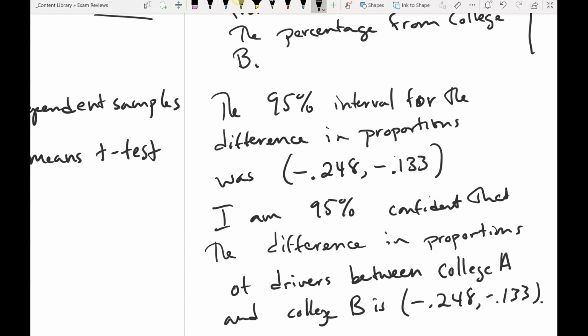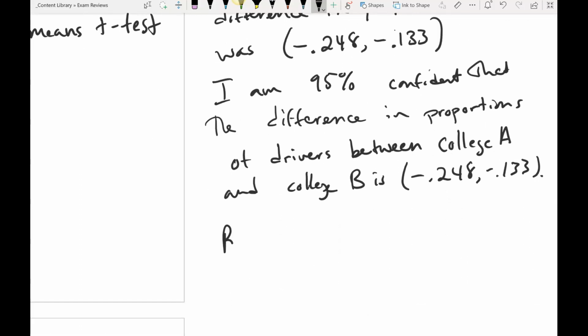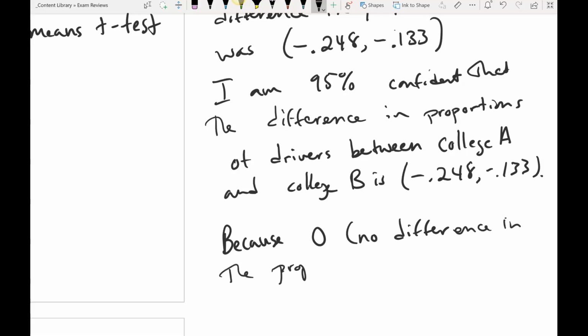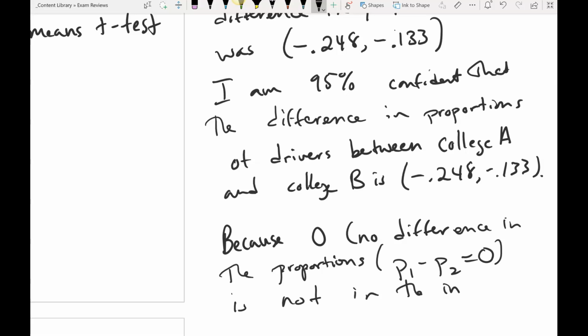And with that 95% confidence, I now can make and draw some conclusions. Here's the conclusion. Because 0, which is no difference in the proportions, that's what 0 means, remember, it was no difference in the proportions. Specifically, that's P1 minus P2 equals 0. Because that no difference is not in the interval, we can reject the null.